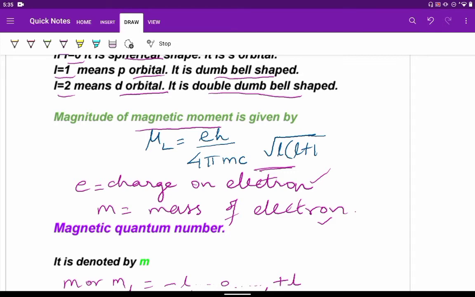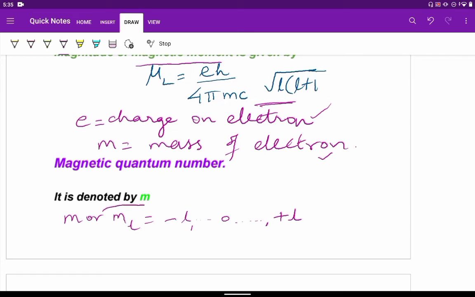Next we have to study the magnetic quantum number. It is denoted by small m. The value for m depends on the value of l, which you have just seen. So m or ml can have values from minus l to l. That is, if l equal to 2, m will be equal to minus 2, minus 1, 0, plus 1 and plus 2. These are the values for m. So when l equal to 2, it is d subshell having 5 orbitals.